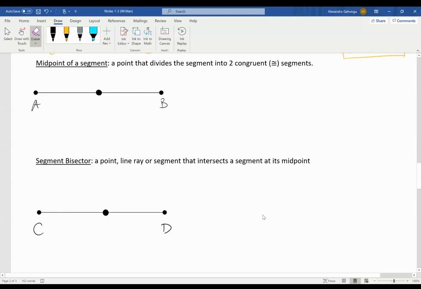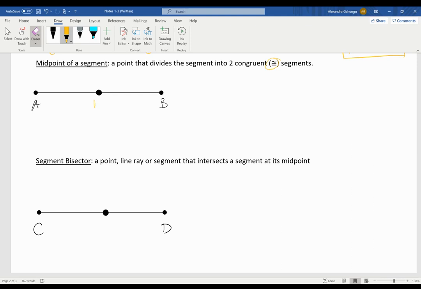Okay, now we're talking about the midpoint of a segment, and a midpoint of a segment is a point that divides the segment into two congruent segments. We have the congruence symbol right here. That just means it breaks it up into two equal parts.